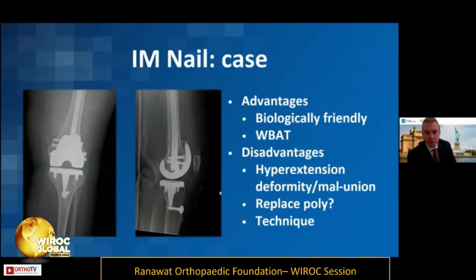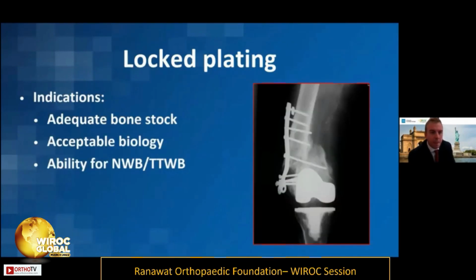So the advantage obviously is that it is biologically friendly. You can allow patients to weight bear. The disadvantage is that you often get this hyperextension deformity as seen here, because the box is more posterior than what a normal starting point would be. The question of whether you replace the poly and how to do the technique is a little bit more challenging and unfamiliar, especially for a lot of arthroplasty surgeons.